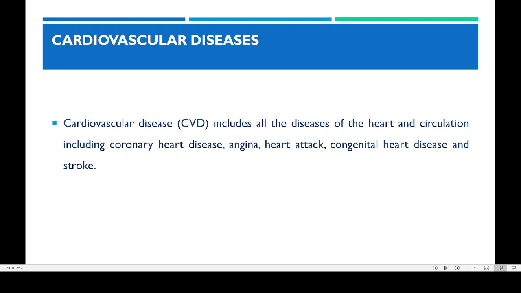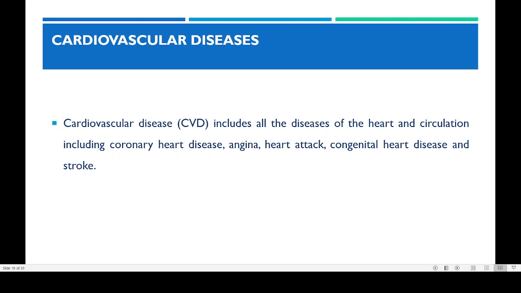Basically, what is a cardiovascular disease? Cardio means related with the heart. Vascular means blood vessels. So diseases which are affecting either heart or any blood vessel are known by the name cardiovascular disease. It includes diseases of the heart and circulation, including coronary heart disease, which is like a heart attack. Then angina means pain in the heart, that is heart pain. Then heart attack, everybody knows.